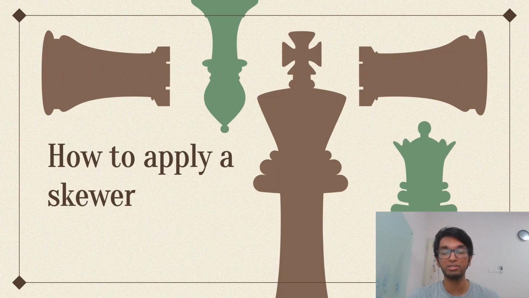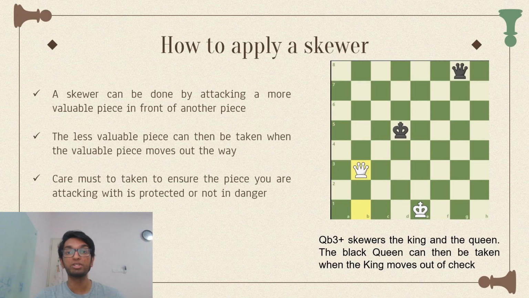Next, let's look at how to apply a skewer. A skewer can be done by attacking a more valuable piece that is in front of another piece of lesser value. Through this, the lesser valuable piece can be taken when the more valuable piece moves out of the way. But in order to do this, you must ensure that your piece is either protected or not in danger, so it cannot be taken. So in this situation, the move queen b3 skewers the king and the queen.